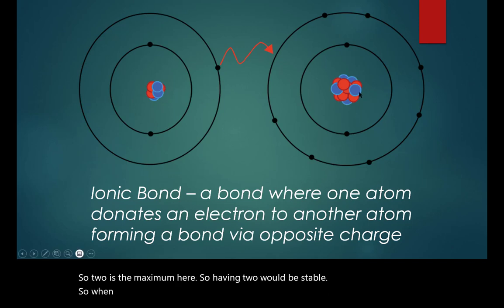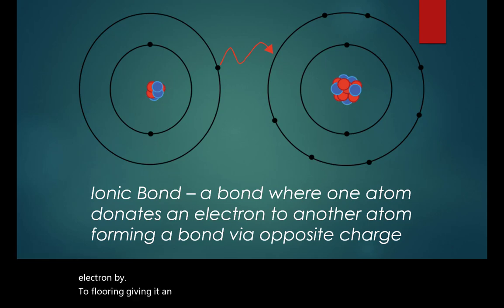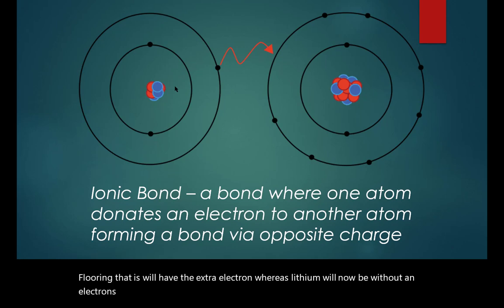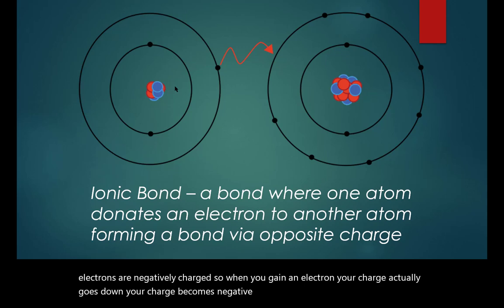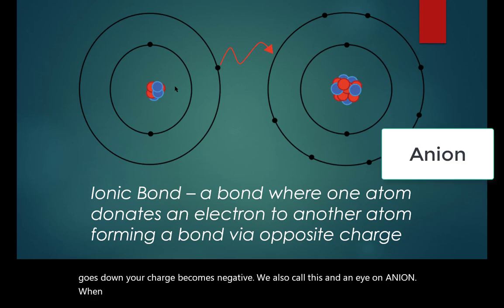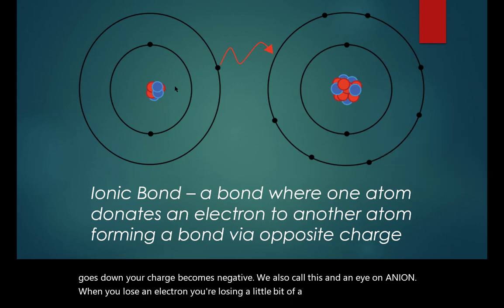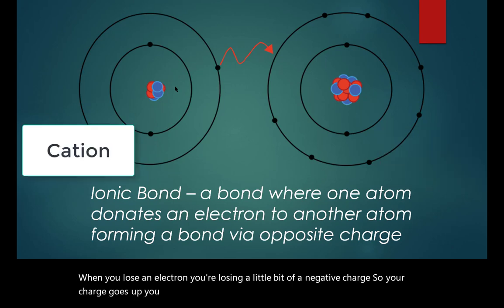So when lithium and fluorine are close together, lithium will often donate this electron to fluorine, giving it an extra electron. Fluorine, that is, will have the extra electron, whereas lithium will now be without an electron. Electrons are negatively charged, so when you gain an electron, your charge actually goes down. Your charge becomes negative. We also call this an anion, A-N-I-O-N. When you lose an electron, you're losing a little bit of a negative charge, so your charge goes up. You become a cation, C-A-T-I-O-N, cation.